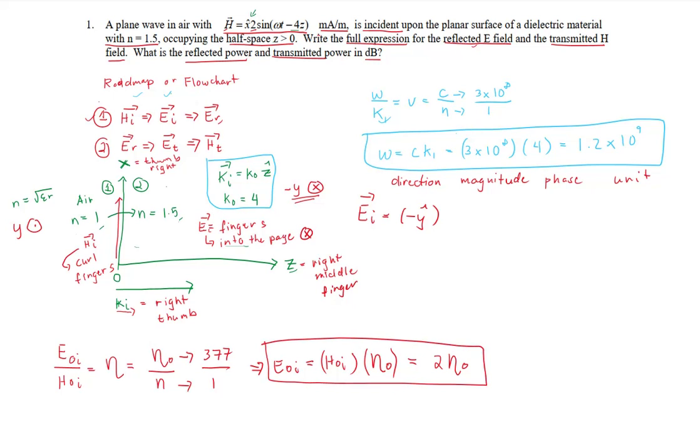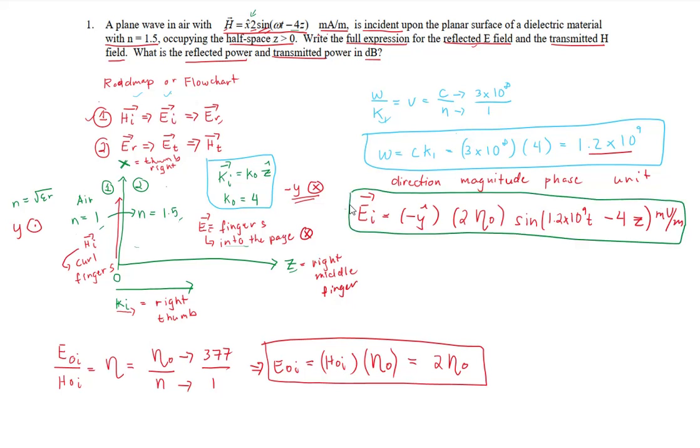Okay, so over here we could just write down 2 eta naught, and our phase, we'll just copy the H field phase: sine, put in our omega, 1.2 times 10 to the 9th t, minus 4z. Our unit is, since we went from milliamps, going to be millivolts per meter.